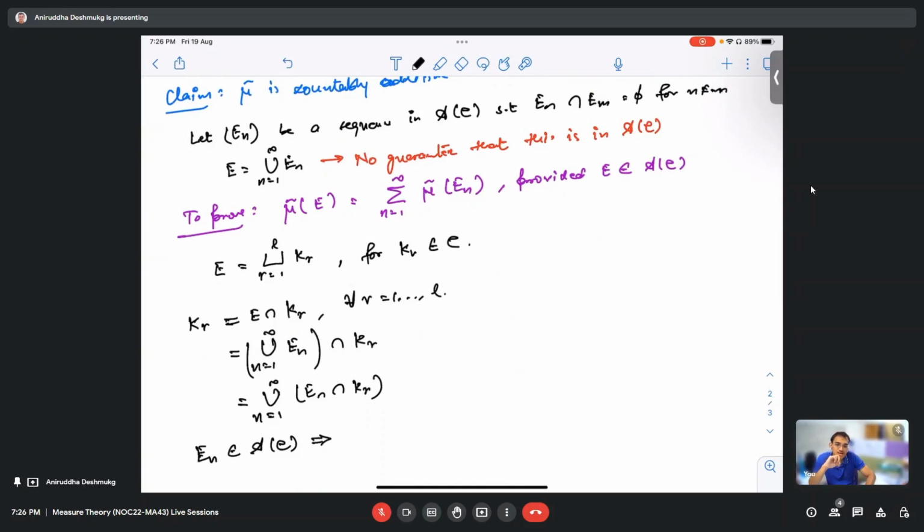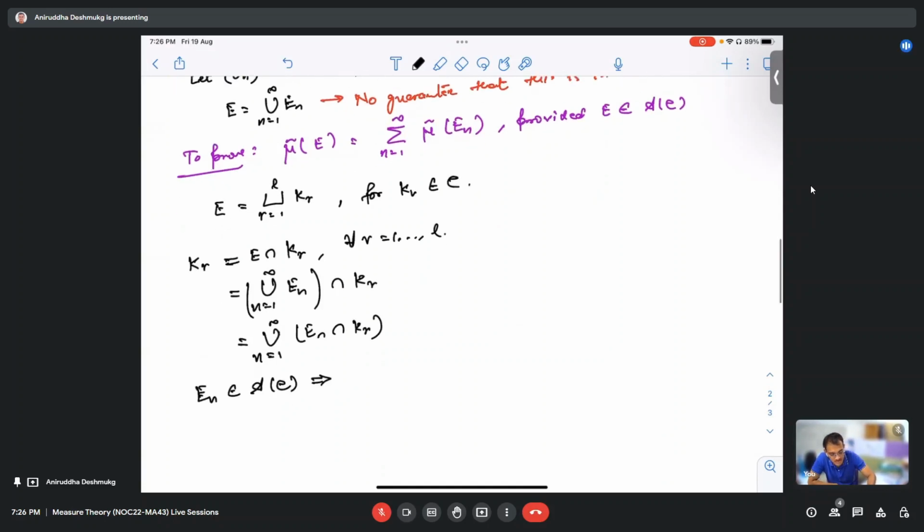Yes, sir. So you have no guarantee that it should be in the algebra. I'm writing that this union is not always in the algebra, right? Yes, sir. So in the next line I am writing, we have to prove this equality provided E is inside the algebra. Okay. Now is it clear? Yes, sir.